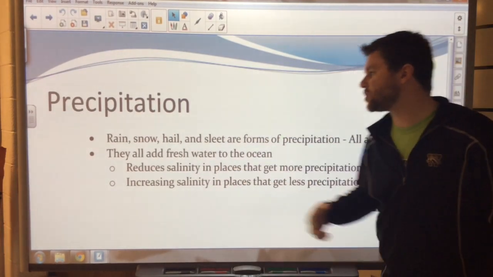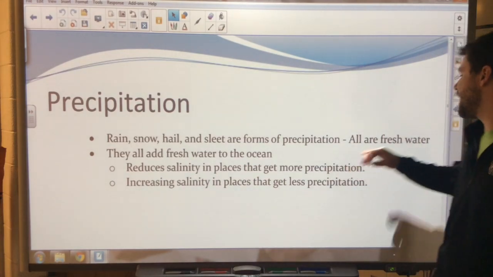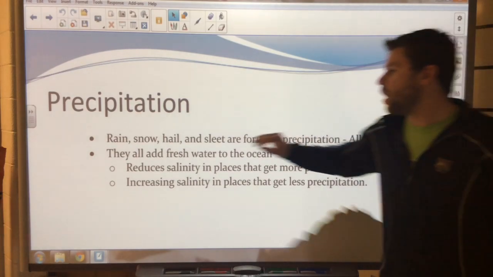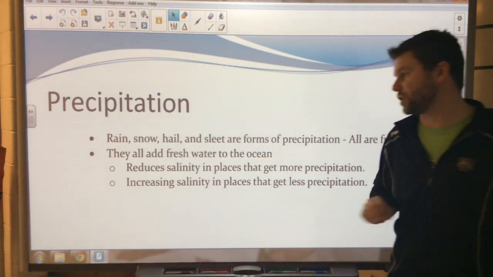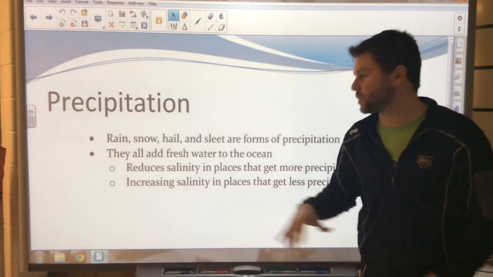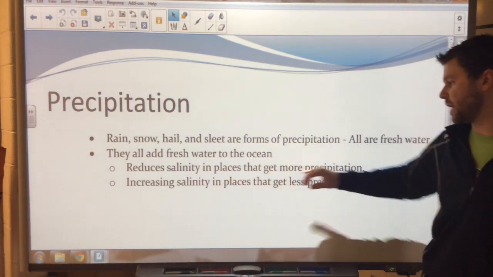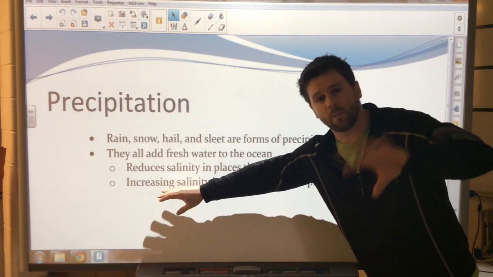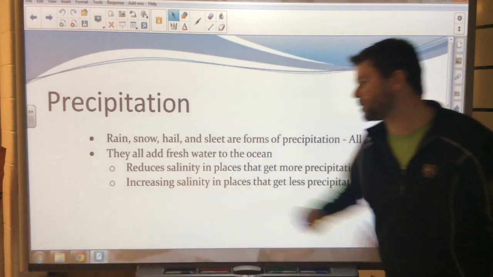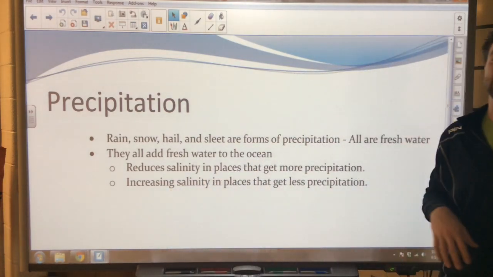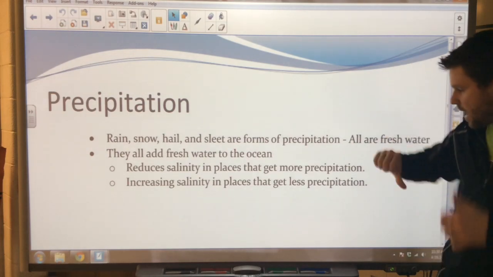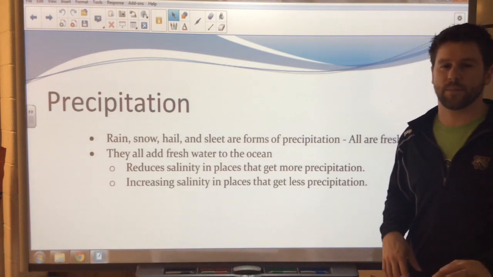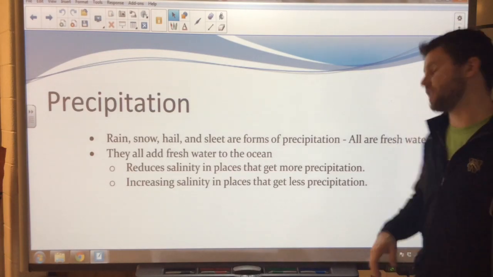And then precipitation. Rain, snow, hail, sleet are all forms of precipitation, but they are all fresh water. Fresh water meaning there is no salt whatsoever. They all add fresh water to the ocean. So wherever we have a lot of precipitation, right, that reduces the salinity in places where we get a lot of rain or snow or sleet or whatever. And then where maybe we have a drought or where we get very little precipitation, right, the salinity increases, which means my density increases, and so that water is going to sink. So three factors affect the salinity and temperature: latitude, precipitation, and evaporation.